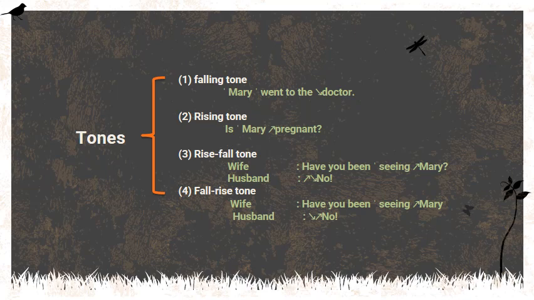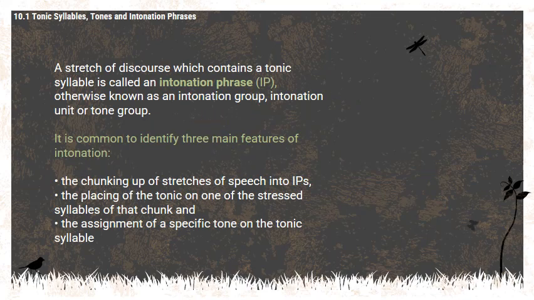Husband, "No." A stretch of discourse which contains a tonic syllable is called an intonation phrase or IP, otherwise known as an intonation group, intonation unit, or tone group. It's common to identify three main features of intonation. The first one is the chunking up of a stage of speech into IPs, the placing of the tonic on one of the stressed syllables of that chunk, and the third, the assignment of a specific tone on the tonic syllable.